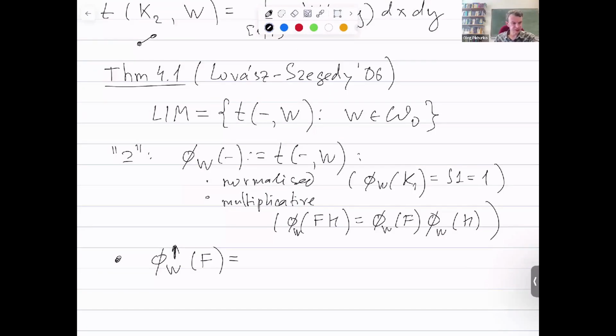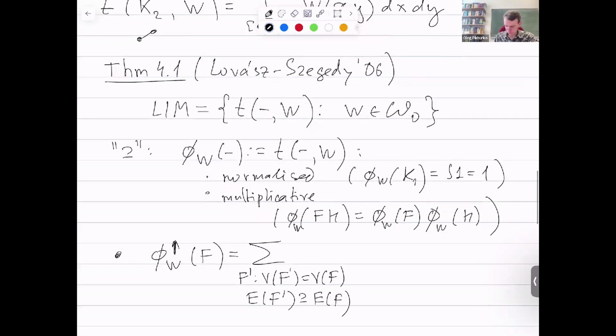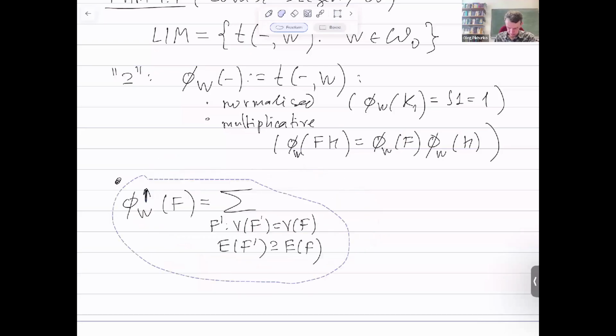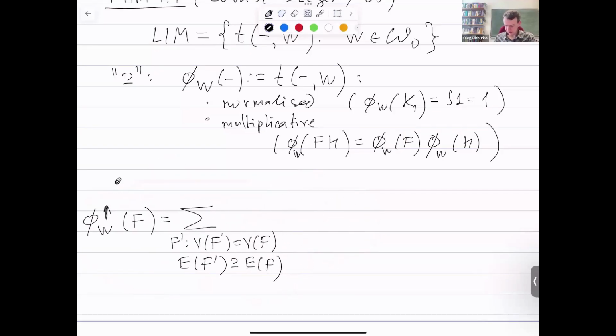The formula was that I take a summation over all graphs f prime, which have the same vertex set as my graph f, but perhaps some extra edges. So over all such choices of f prime, for each one, first I have a sign factor (-1) to the power of how many extra edges I added. And then I multiply by the density of f prime.